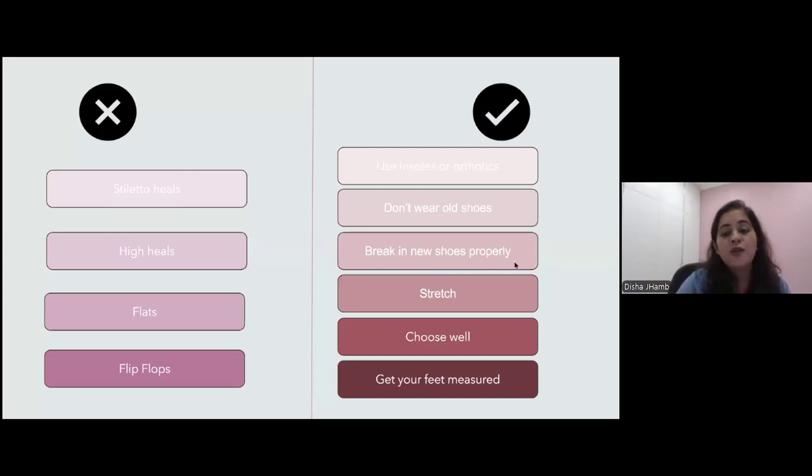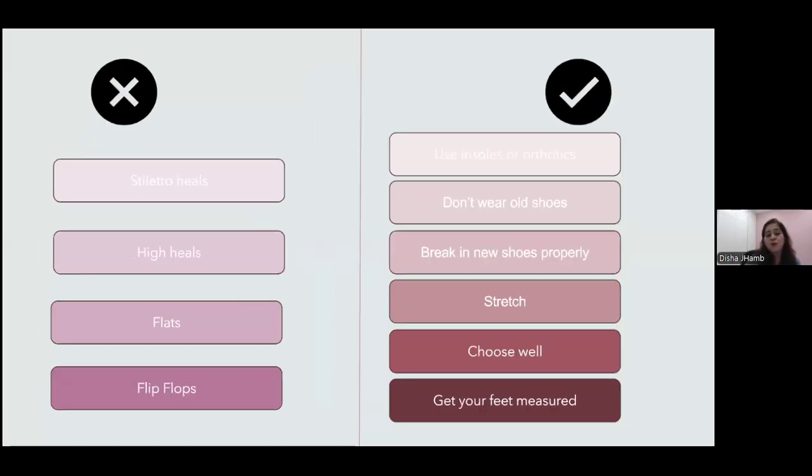Break in your new shoes properly. Whenever you buy any kind of new shoe, before you start full-fledged activity or your exercise in those shoes, try to use them for 10 to 15 minutes in the house, so that your foot adapts to that new shoe. And that's how you need to break in the new shoes properly. Stretch your muscles daily. Always choose the right size and choose well.